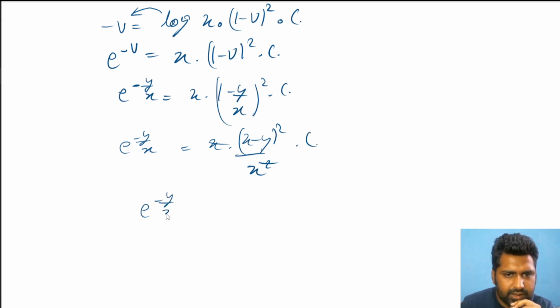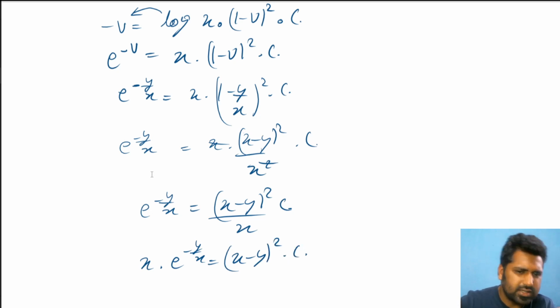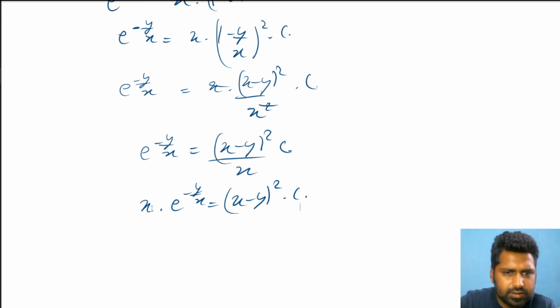So e raised to power minus y by x is equal to x minus y whole square upon x into c. I can take this x also on the other side if I don't want the numerator. So it is x into e raised to power minus y by x is equal to x minus y whole square into c. You can write this as your answer, or even take c also on the other side. Won't make much of a difference. Okay. That's it. Okay.